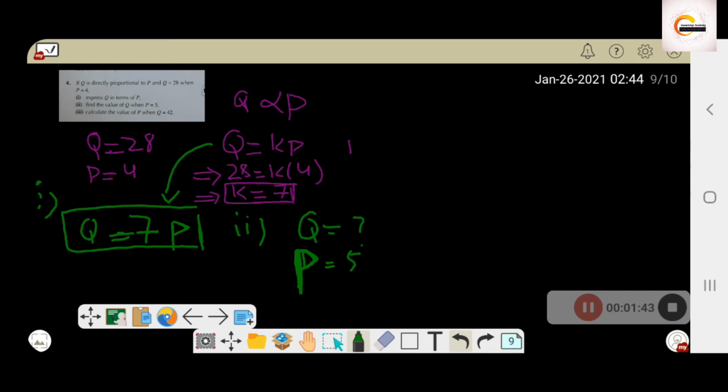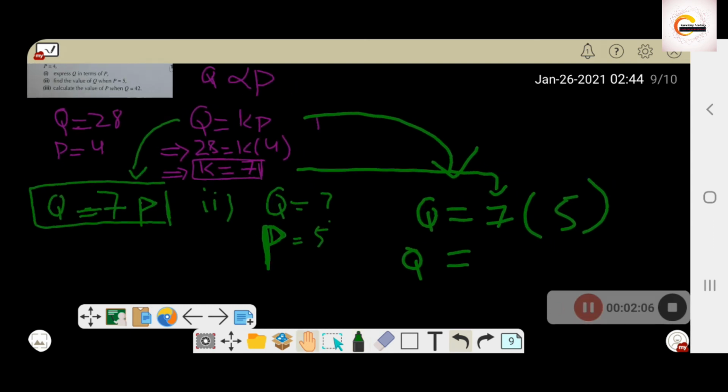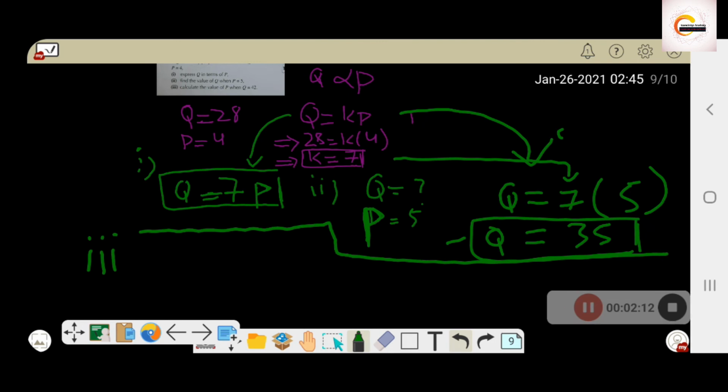So, again from the formula, Q is equal to the value of K, which is 7, and the value of P from the data we have. Now 5 multiplied by 7, 35.